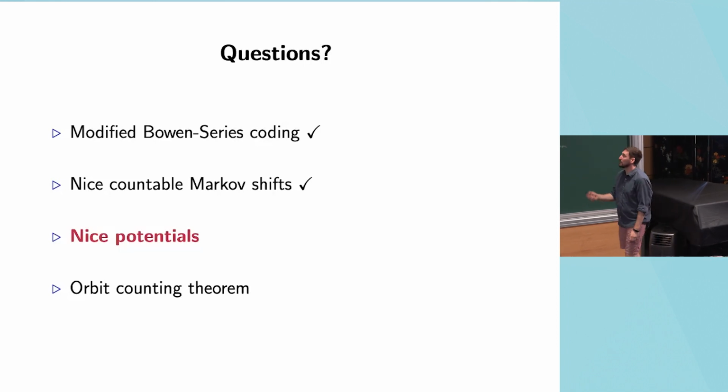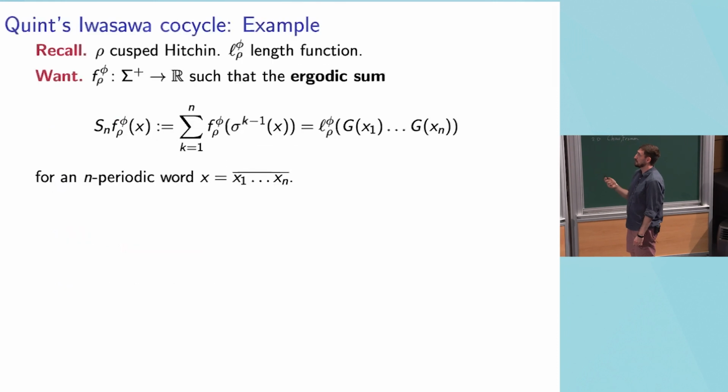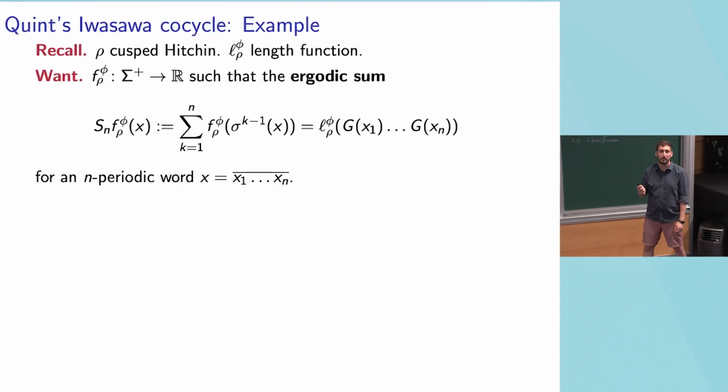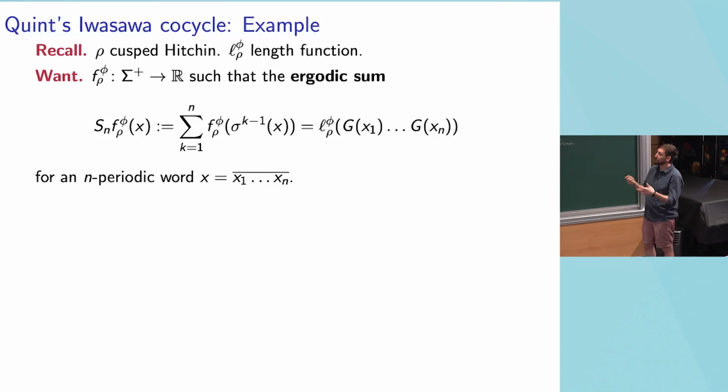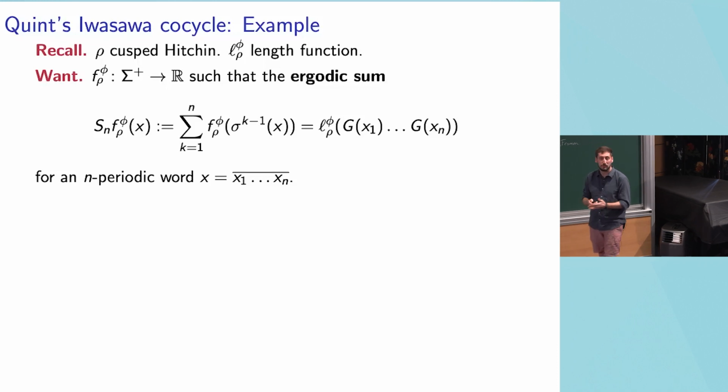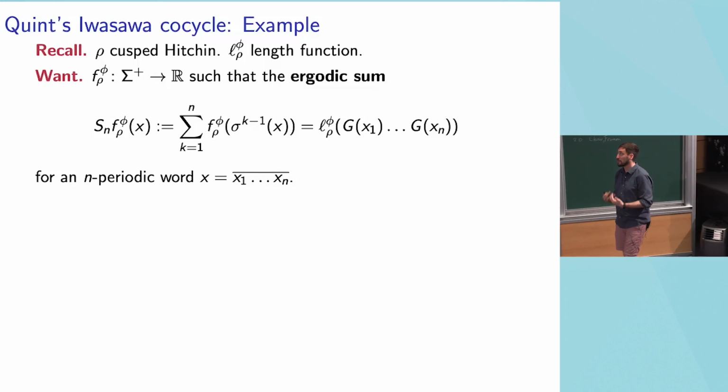Okay, we have a nice countable Markov shift. It's time for potentials, and the potentials are actually going to be related to the Jean-François Quint Iwasawa cocycle that we saw before. Okay, so remember, I have a cusped Hitchin representation. I have a length function, so that's what we had. And what I really want is to define a function from the shift to R that somehow captures the length function of my Hitchin representation. Okay, that's morally what I really want.